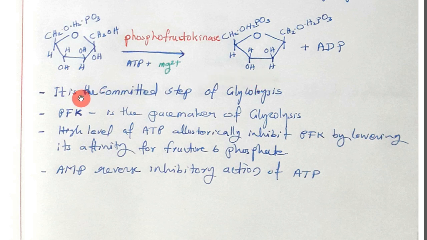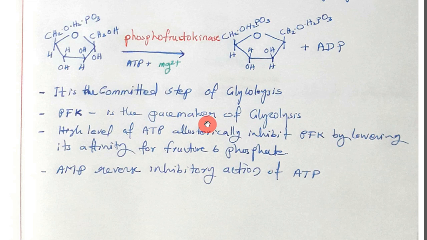That is why it is called the committed step of glycolysis. The enzyme catalyzing the committed step of glycolysis is phosphofructokinase. Thereby this enzyme is called the pacemaker of glycolysis. PFK is said to be the pacemaker of glycolysis.